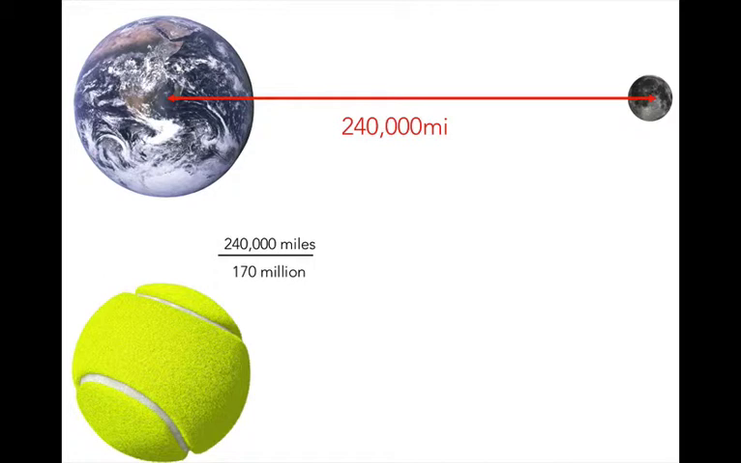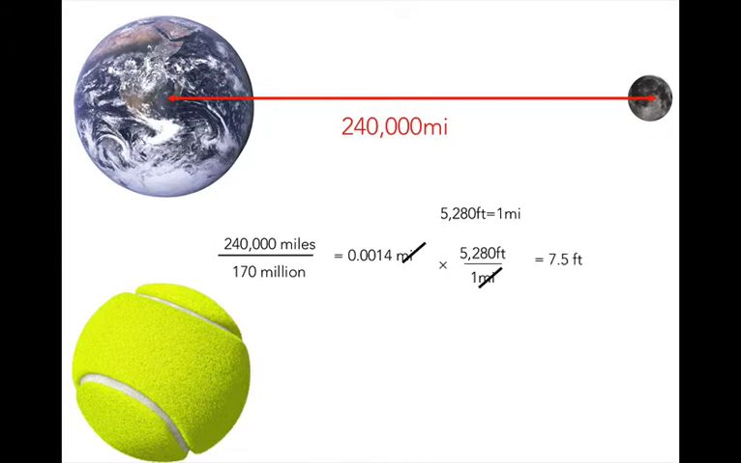240,000 miles divided by 170 million is 0.0014 miles. This is a very small number and does not mean much as it's represented here. So let's turn it into feet using a unit conversion. Remember before we said that there are 5,280 feet in 1 mile? If we set up the conversion as we did before, we can turn this number into feet by multiplying by the conversion factor 5,280 feet over 1 mile, canceling the miles, and we're left with about 7.5 feet.